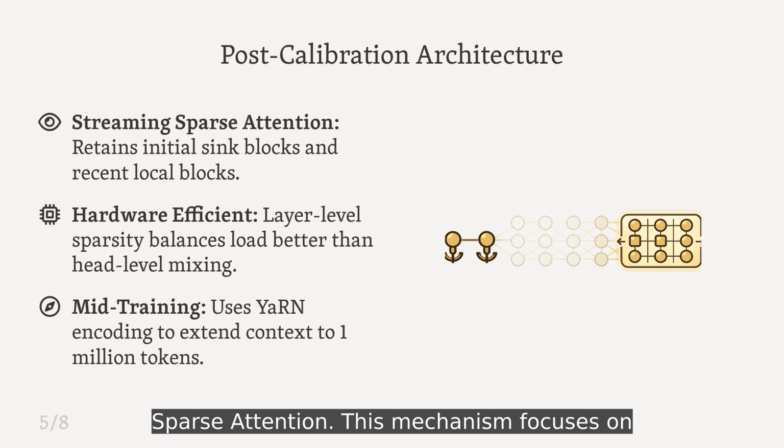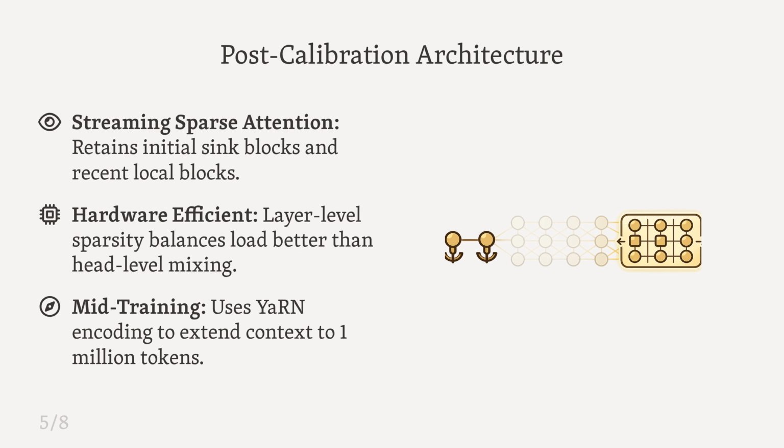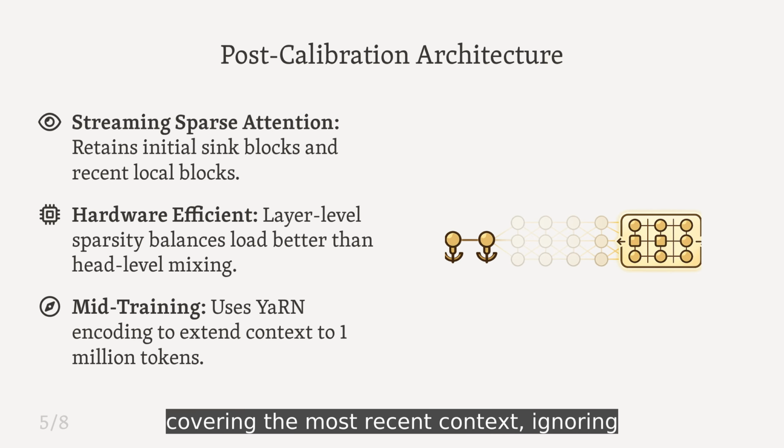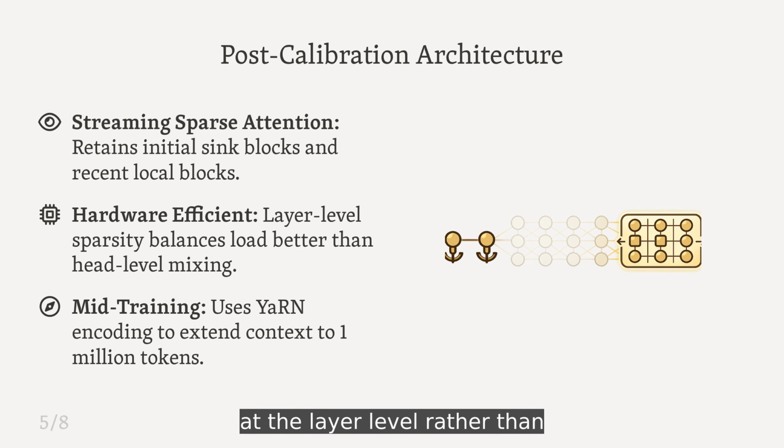After the calibration determines the architecture, the selected sparse layers utilize streaming sparse attention. This mechanism focuses on sink blocks at the very beginning of the input and local blocks covering the most recent context, ignoring the noisy middle. Crucially, applying this at the layer level rather than the head level ensures the system runs efficiently on modern hardware.